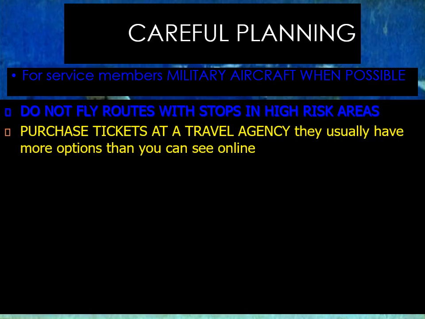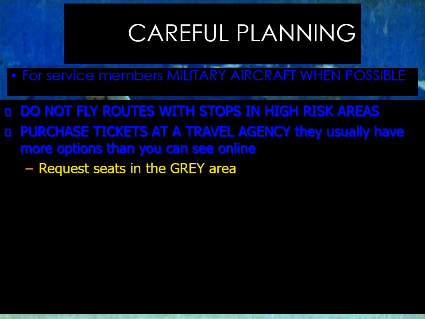Purchase tickets at a travel agency. They usually have more options than you can see online. Try not to do it yourself. I know a lot of people like going online and using their apps and other stuff. Trust me, if you go to a travel agency, they can see things on there that you can't see, and they usually have better options for getting your tickets. Just a thought.